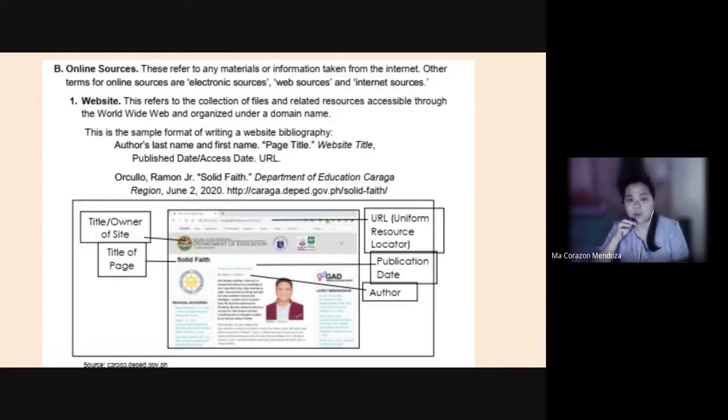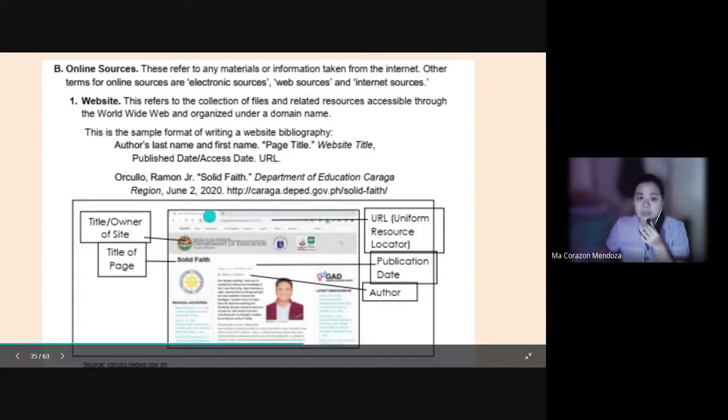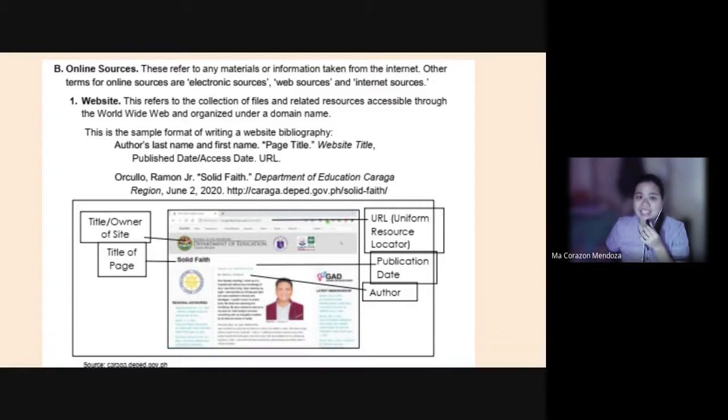Now, class, remember, just in case the website does not have a published date written there, you can just put the date when you accessed the information. For example, you accessed the website today, October 8, 2021. Then you will put October 8, 2021, period, over here. Understood? And then you will put the period and then the URL. It's important that the URL is something that we just copy and paste.